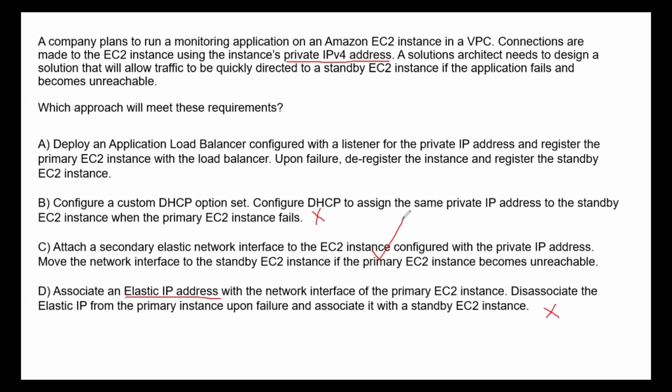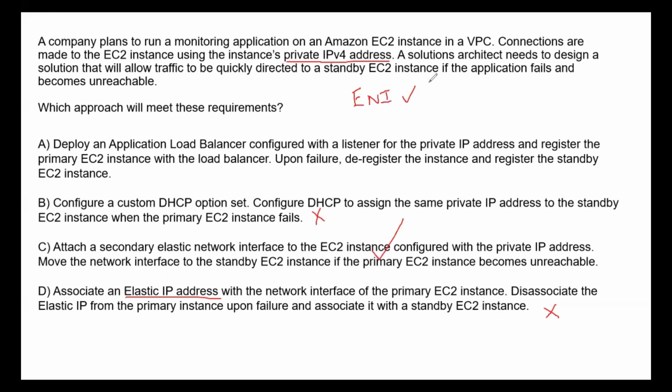So what you can do is we can have the secondary elastic network interface. Basically on the primary instance, we can create two interfaces. One with the primary IP address, and there will be a secondary IP. So we know that in this ENI service, we will be able to detach the secondary interface from one instance and attach it to another instance.